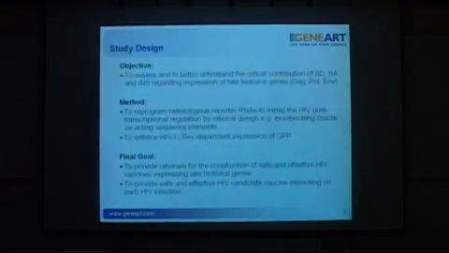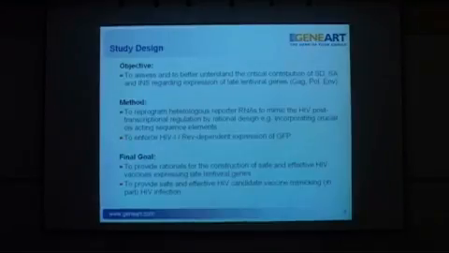Now, the major objective was therefore to assess and to better understand the critical contribution of these regulatory elements, the splice donor, splice acceptor, and the inhibitory sequence elements, regarding the expression, the timely regulation of the expression of late lentiviral genes. The method we have applied was to reprogram heterologous reporter RNAs to mimic HIV post-transcriptional regulation by rational design, for example, by incorporating crucial cis-acting sequence elements.